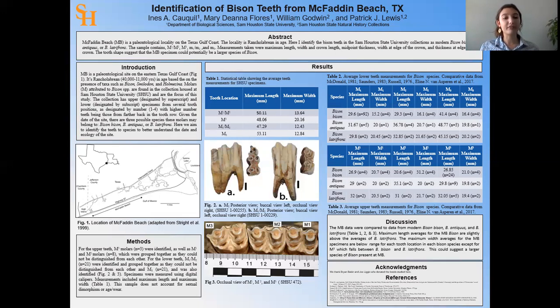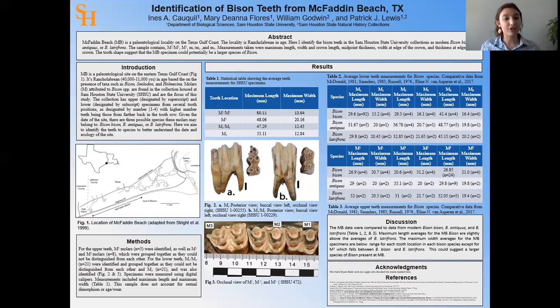The molars recovered from McFaddin Beach are all housed at Sam Houston State University. When referring to the molars, you can see on both the figures and the tables that they have superscripts and subscripts. Upper molars are referred to as having superscripts, and lower molars have subscripts. Different tooth positions range from the numbers 1 to 4, where higher numbers are found at the back of the mouth. So for example, if I refer to molar M superscript 1, we would know that that would be an upper molar at the front of the mouth.